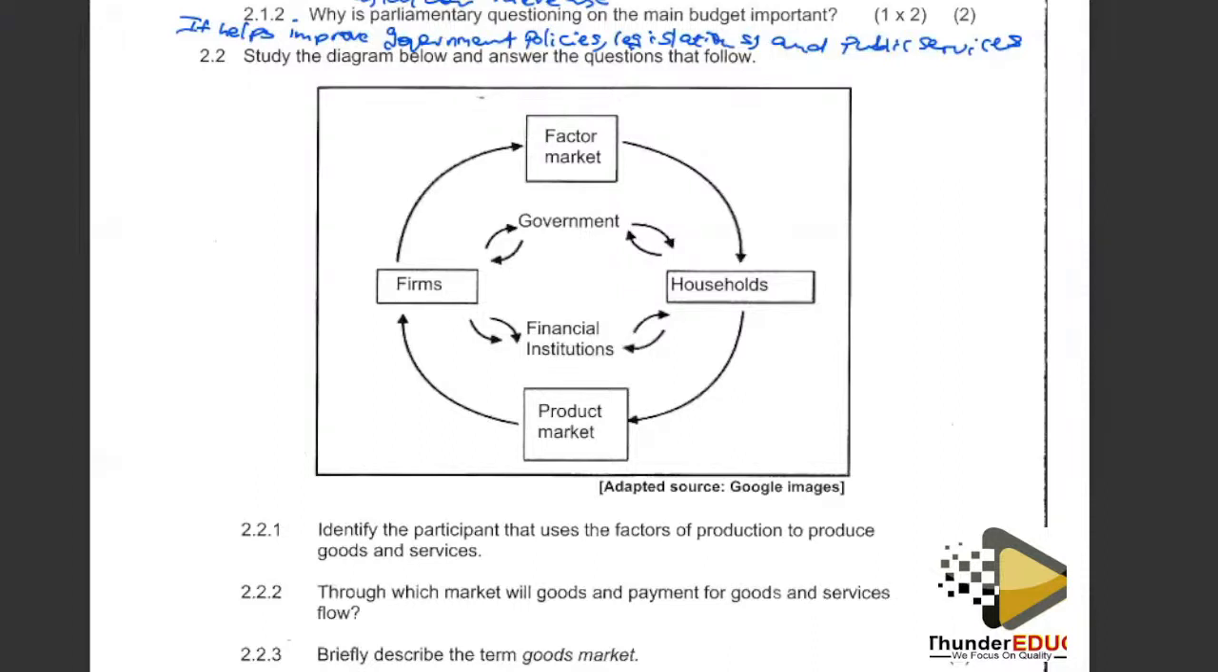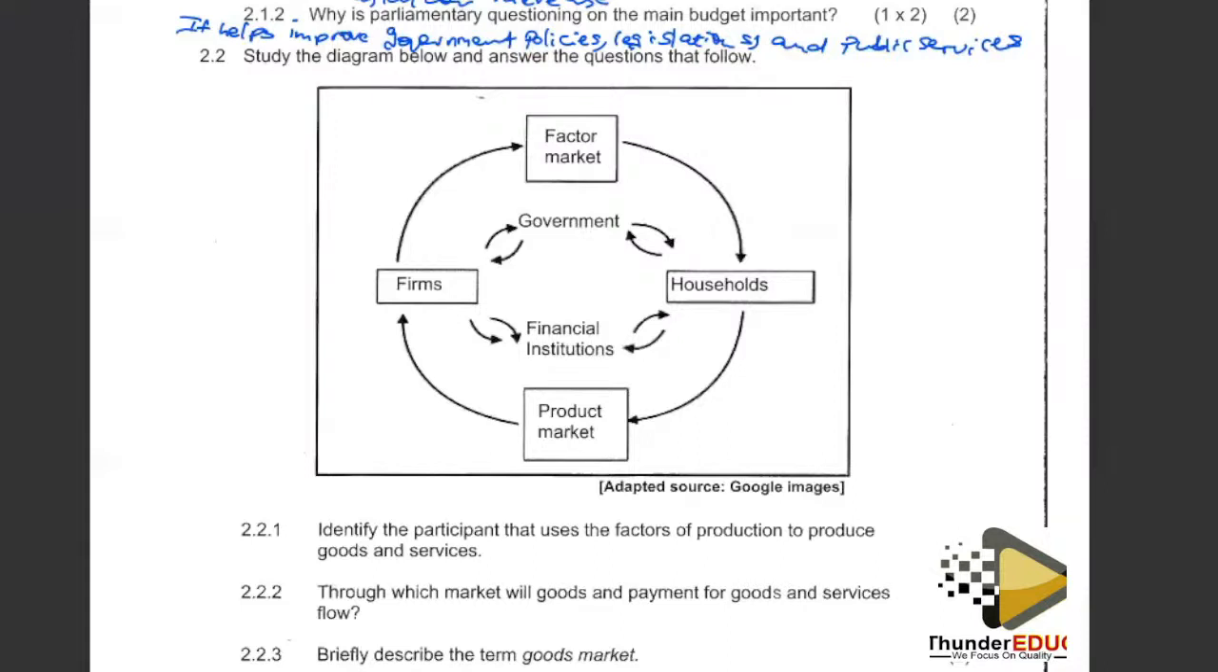So now here we have product market. Product market, remember, it's a platform where goods and services are being bought and sold. So here we have the firms. What do we mean by firms? Firms, we refer to entities that are established with the aim of making profit. So now let's check the government.